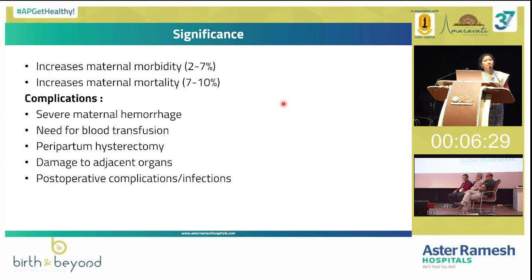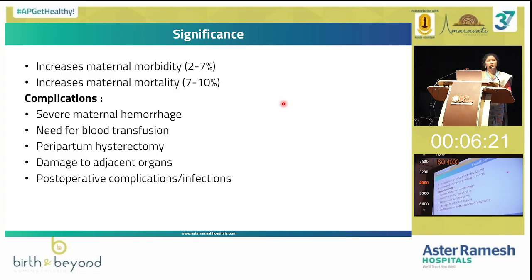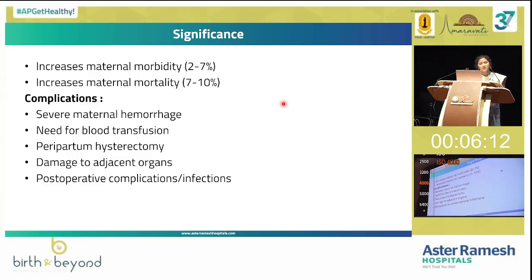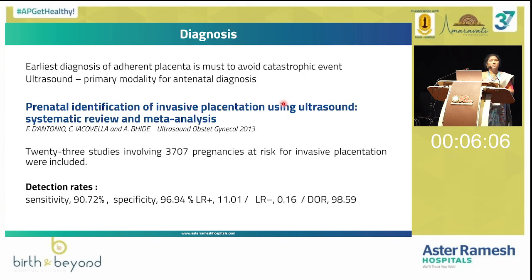So what is the significance of placenta accreta spectrum? There is increased maternal morbidity of 2 to 7% and mortality of 7 to 10%. And we know the complications: severe maternal hemorrhage, need for blood transfusion, peripartum hysterectomy, damage to adjacent organs, and postoperative complications and infections. So what is important? We need to diagnose antenatally and manage accordingly.